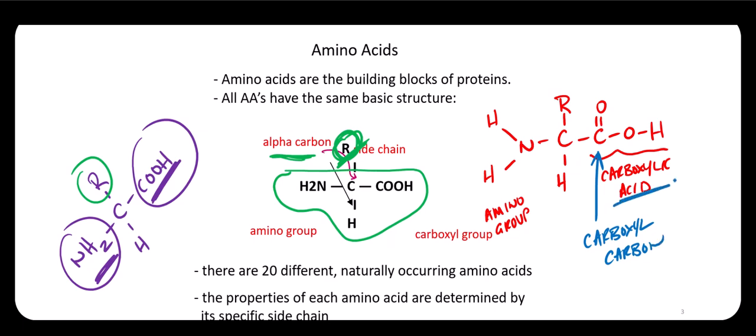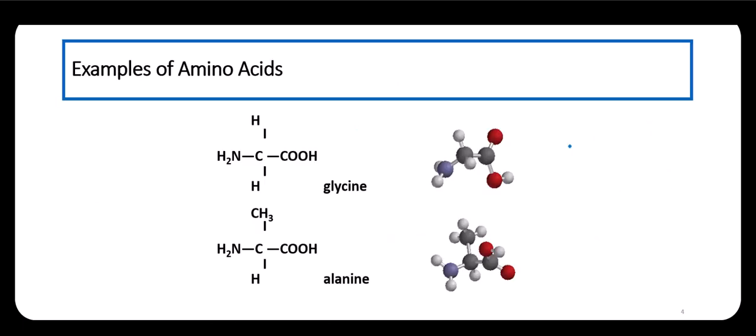Because it's part of the carboxylic acid, and then we start counting. So the one next to it is the alpha carbon. We add another one to be beta, and so on. When we have fatty acids and a chain of carbons, we'll be able to do more with that. So that's our amino acid structure.